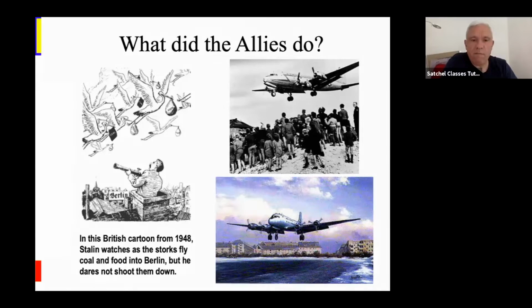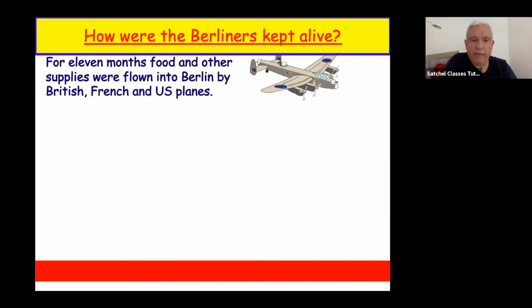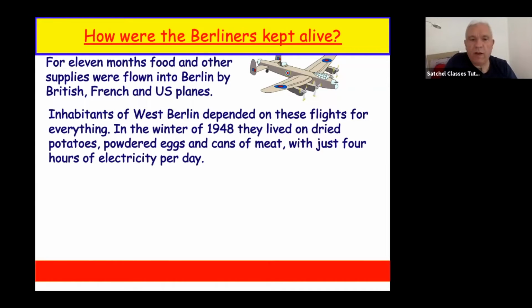So how often do they do this? For 11 months, food and other supplies were flown into Berlin by British, French and US planes. The inhabitants of West Berlin depended on these flights for everything. In the winter of '48, they lived on dried potatoes, powdered eggs, and cans of meat, with just 4 hours of electricity per day. There was a shortage of coal, which they needed back then to heat and run things. They rationed electricity to only 4 hours per day.